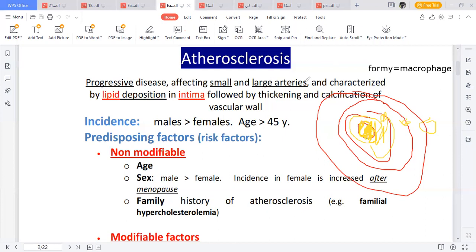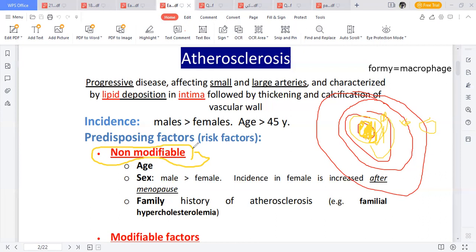Now the risk factors are divided into two. You have what are called the modifiable and non-modifiable risk factors. So what does it mean when we say non-modifiable? It means that we cannot control these ones. For example, we've just stated that men are usually more affected than women. That means we cannot change that fact. It's a fact, so it is non-modifiable. We cannot modify it or change it.